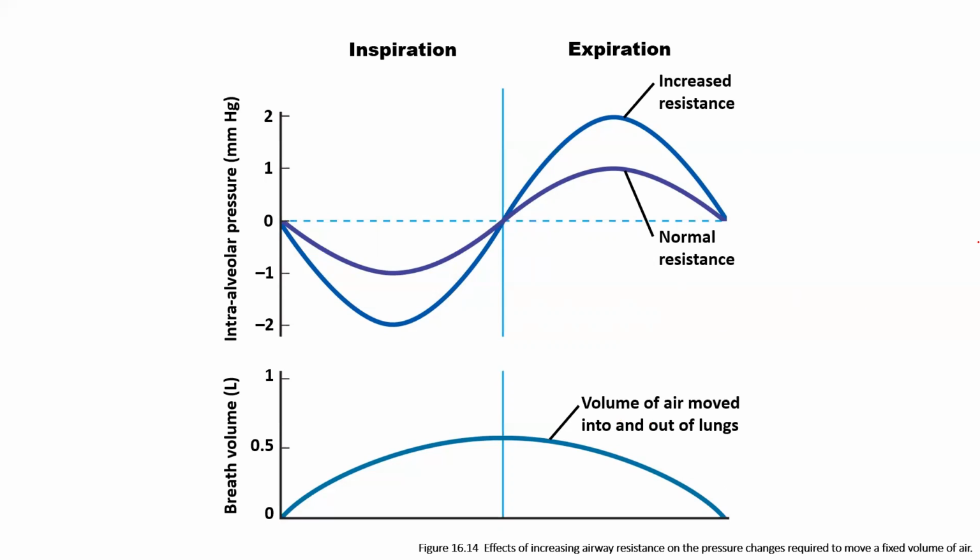So it's really important that we keep resistance low in order for the lungs to accommodate airflow with very little effort in terms of the exertion that's required to create the pressure gradient.